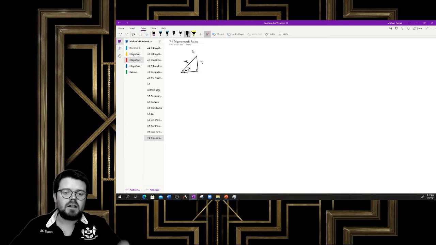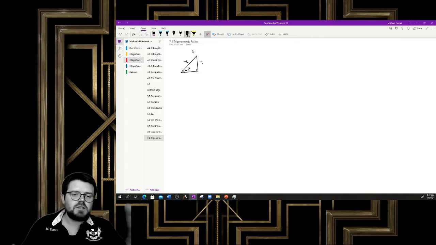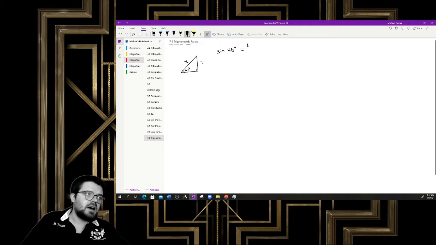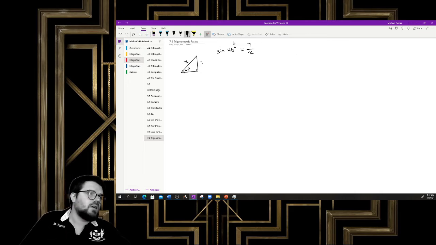So again, you're relating the angle to 2 sides using those 3 ratios we've defined, and you're trying to find the missing value. Because the 2 values that I have for this angle are the opposite and hypotenuse, that would tell me that I need to use my sine ratio. So the sine of this 40-degree angle is equal to the opposite side, 7, over the hypotenuse, which in this case is x. So there's one variable here. This is something I can solve for.